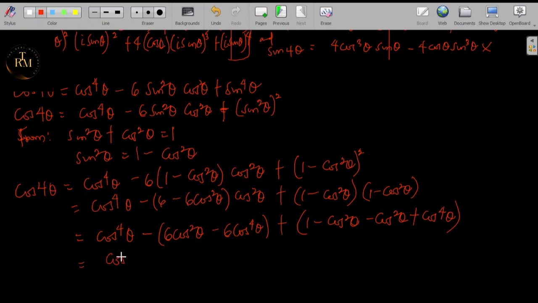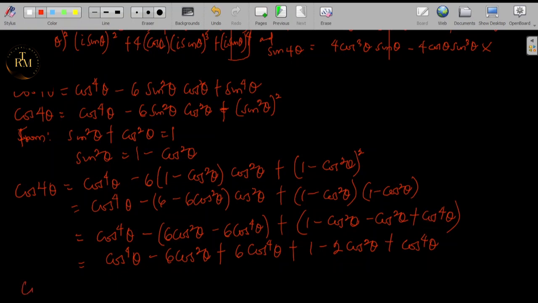So I'm going to have cos to the power of 4θ. Using the minus to open a bracket with minus 6 cos squared theta plus 6 cos to the power of 4θ, plus here I'm going to have a 1 minus 2 cos squared theta plus cos to the power of 4θ. So basically I just expanded this by saying 1 times 1 is 1. 1 times minus cos squared theta is minus cos squared theta. Minus cos squared theta times 1 gave me this. And minus times minus is a plus. Then cos squared theta and cos squared theta gave me cos to the power of 4θ.